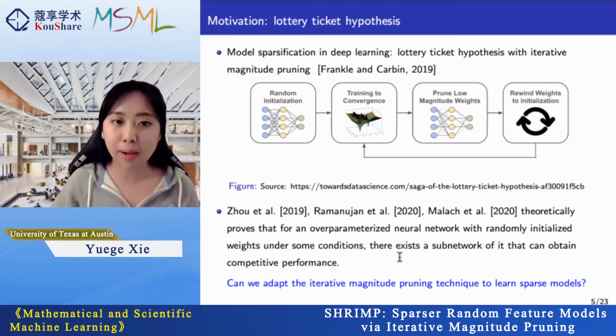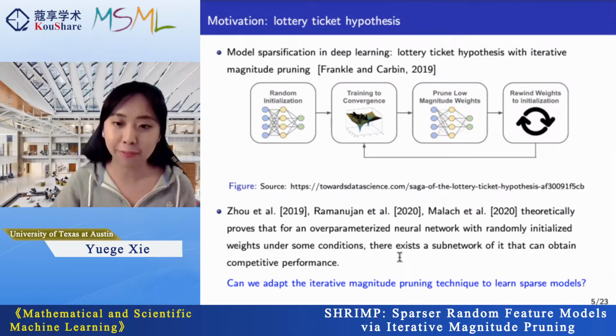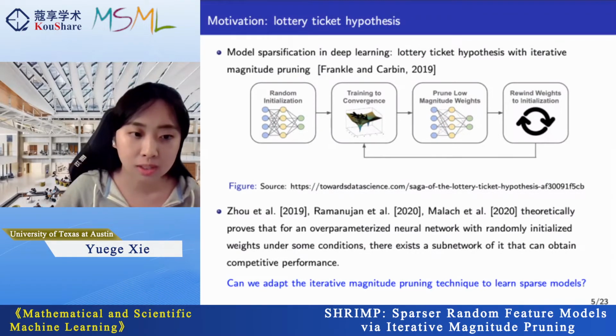So inspired by the success of the lottery ticket hypothesis, our question is, can we adapt this kind of iterative magnitude pruning technique to improve the computational efficiency of the sparse random feature work we mentioned before by Hashemi, Ward et al., and learn even sparser models?